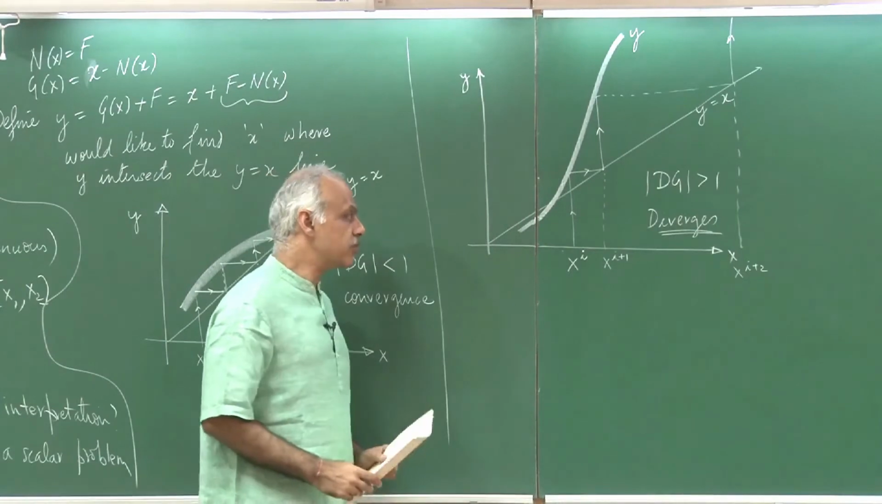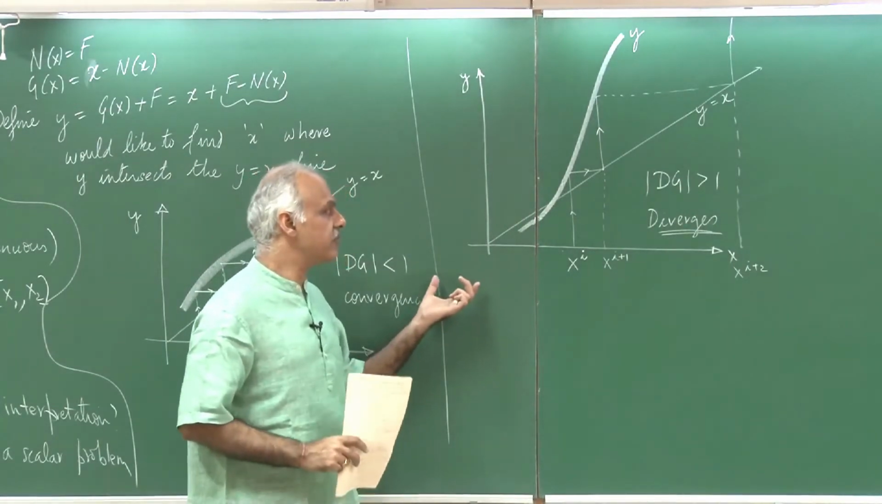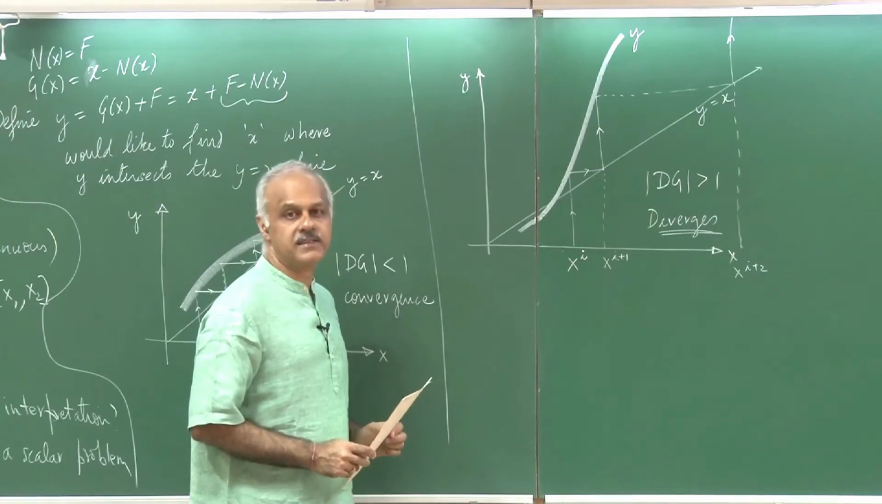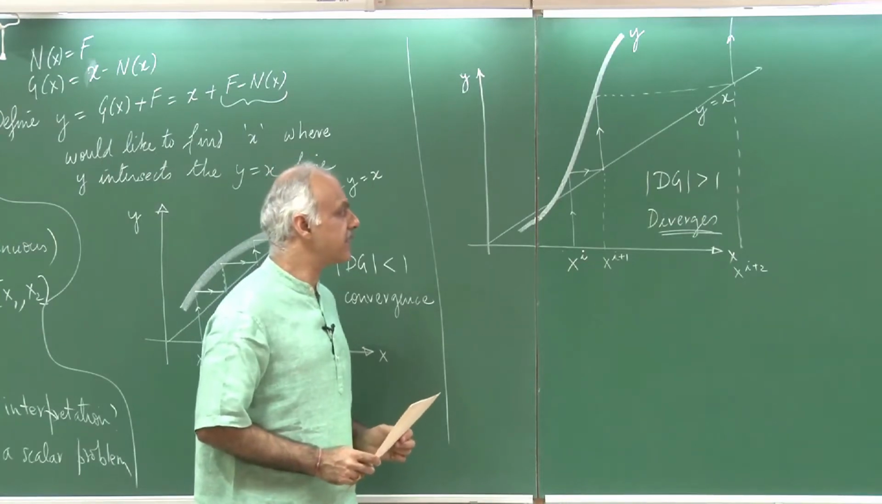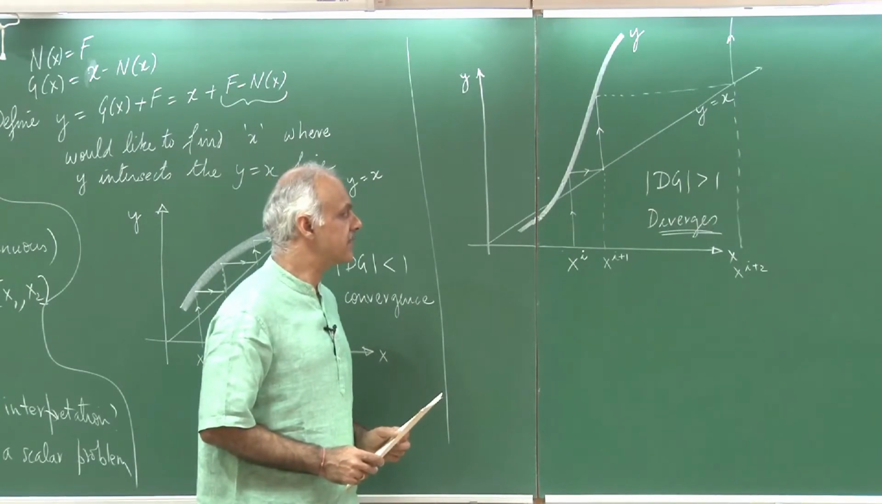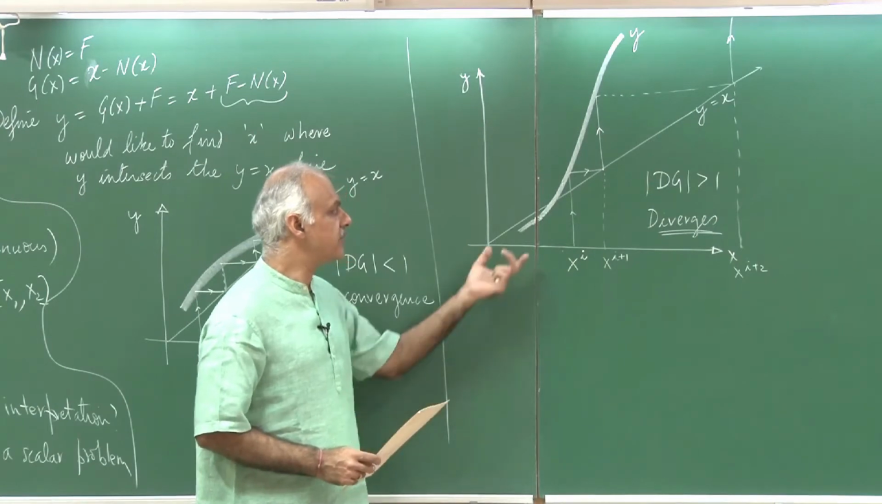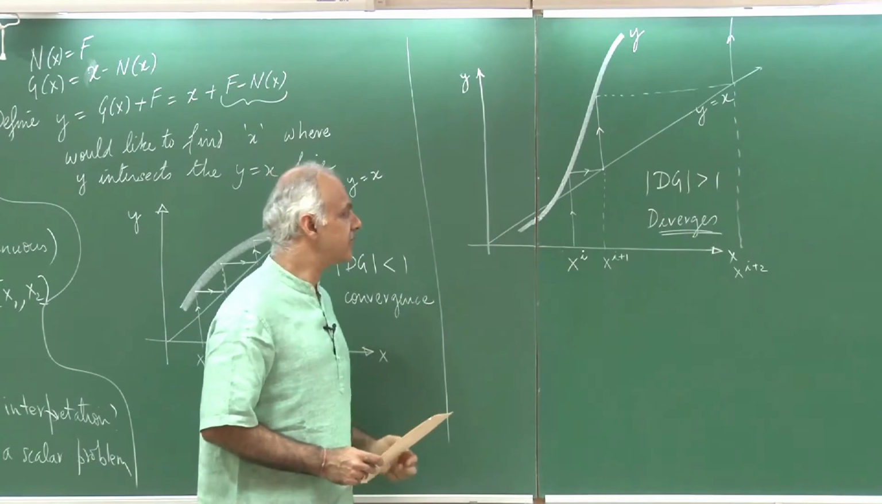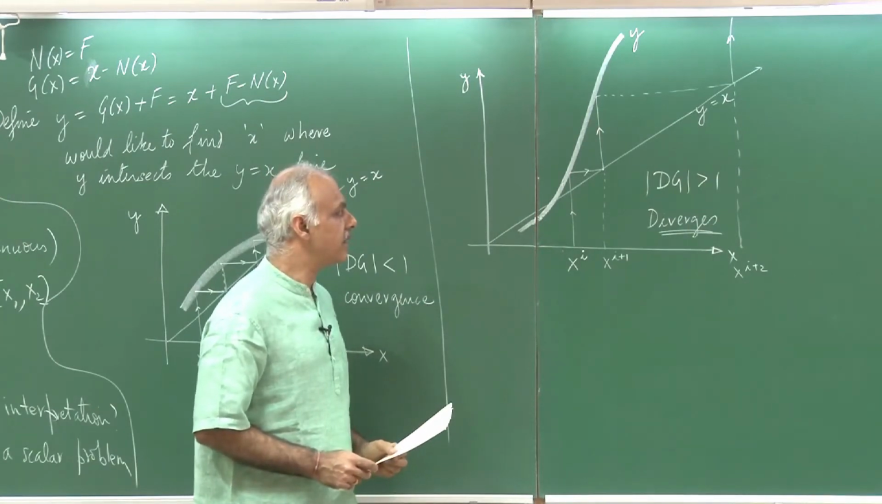diverges. So what you can show is that if you have a contraction operator, then the fixed point iteration works. It is first order accurate. That's the order of convergence. But if you have something which is not a contraction operator, then this fixed point iteration does not work, it diverges.